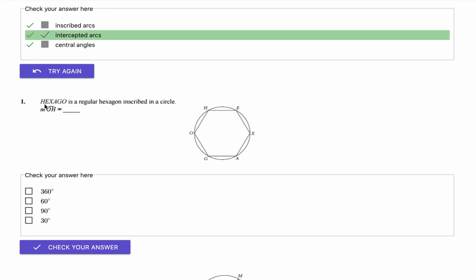So we have a hexagon that is a regular hexagon inscribed in a circle. Inscribed just means it's set within a circle where each vertex is lying on the edge, making each of the sides of the hexagon a chord. So line segment HO is a chord, OG is a chord, GA is a chord, and so on. And since it's a regular hexagon, each chord is congruent to one another. So based on that, and knowing that a circle has 360 degrees, what is the arc measure of arc OH?